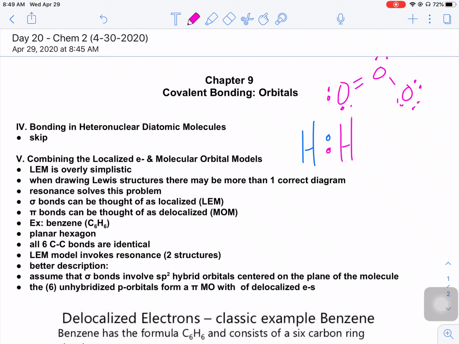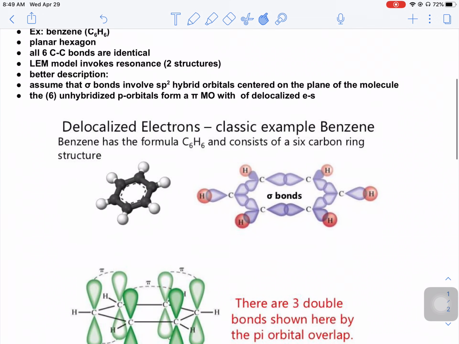The example I'm going to show you here in just a minute is benzene. Benzene is a hexagonal structure, and it's commonly used to describe this localized electron versus molecular model. If we look at it as a hexagonal plane, there are 6 carbons in a ring, and all of those carbons are really identical. So if we look at the structure for benzene, it looks something like this.